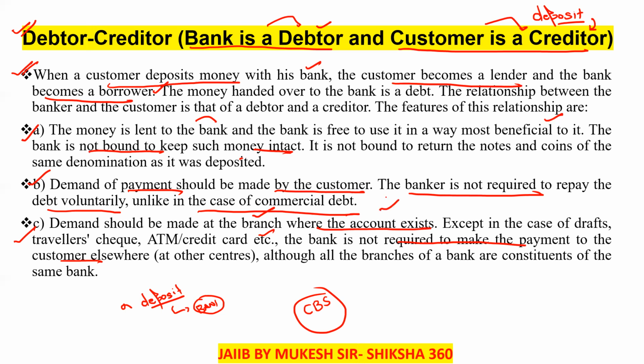the account exists. This was the earlier time, when CPS did not exist. Even presently, at other branches where your account is not maintained, or branches other than your home branch, there is a limit on the withdrawal also. In some banks there is a 25,000 limit, a 50,000 limit, or a 1 lakh limit. So it depends on the bank.